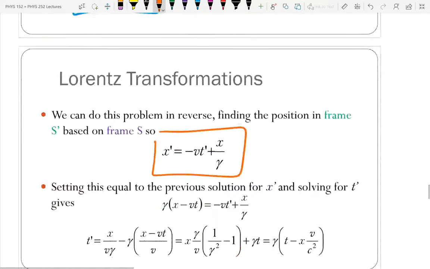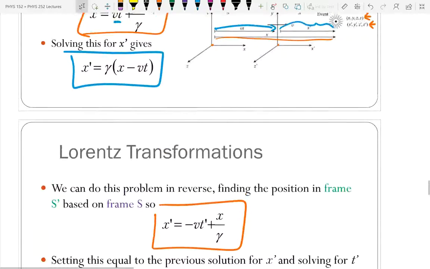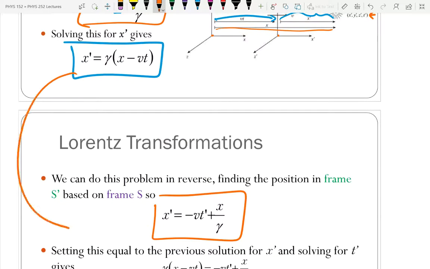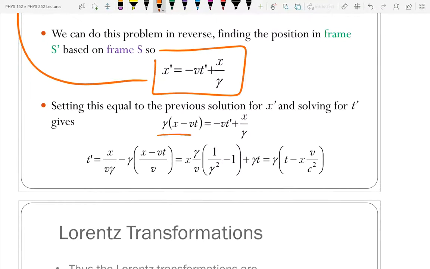Now if you take this and solve it for t prime, you find that minus vt prime is equal to, actually, no, I don't want to. I want to leave it just as it is. So now I'm just going to set the two x primes equal to each other. So set this x prime equal to that one. So I have gamma times x minus vt, that's the first one we found, is equal to minus vt prime plus x over gamma, and then solve that for the only prime variable, for t prime.